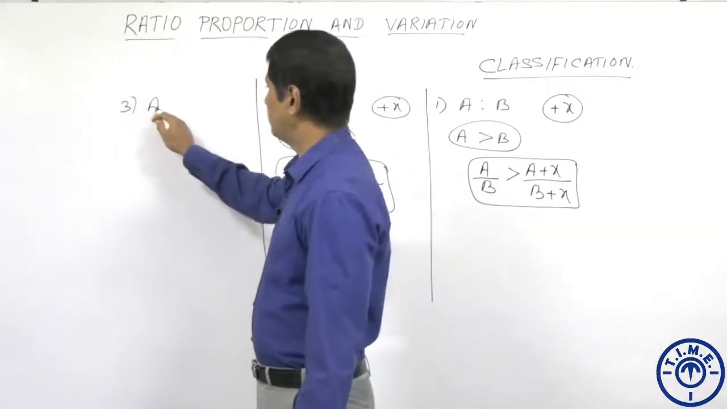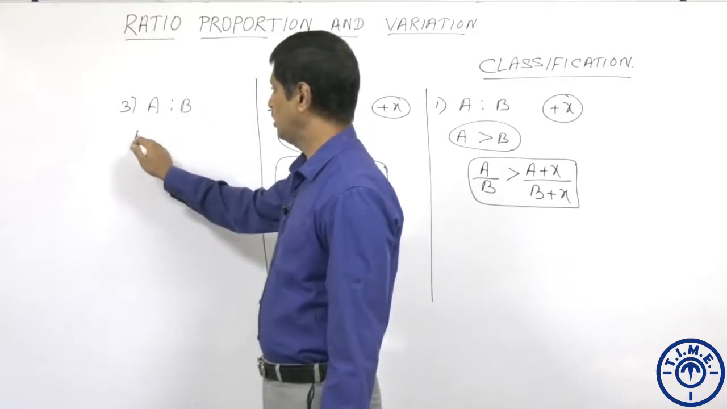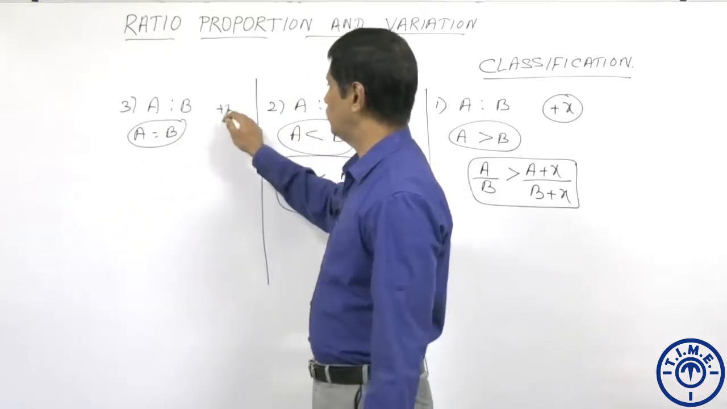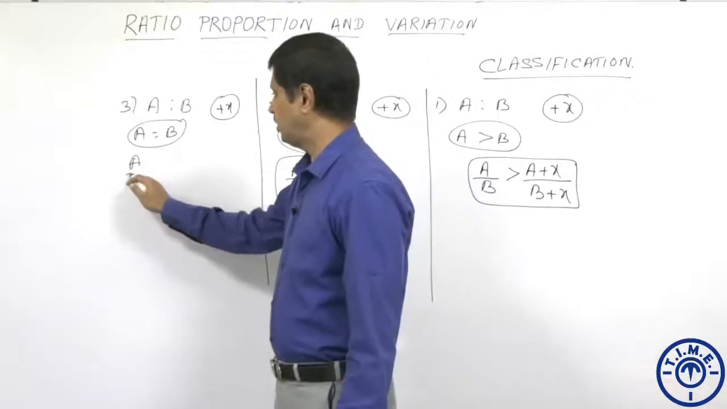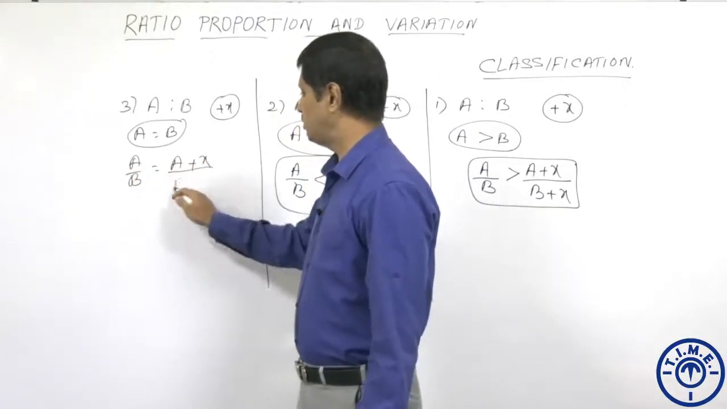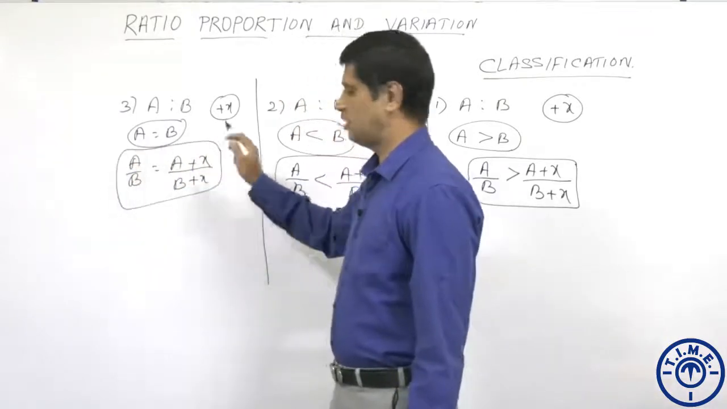Similarly, one more example here. The values of A and B are both the same. Using the same variables A is to B, now A is equal to B. If a positive value X is added to both the terms, then A by B is equal to A plus X by B plus X. It is called equality in ratio.